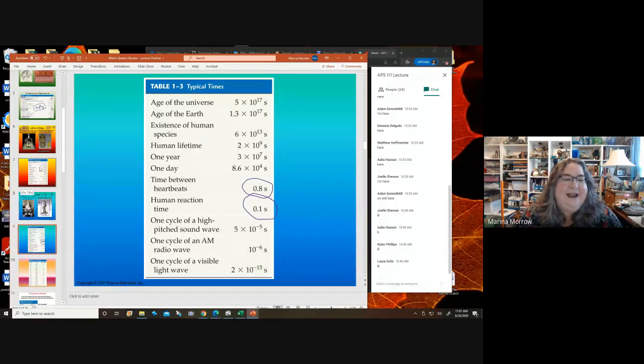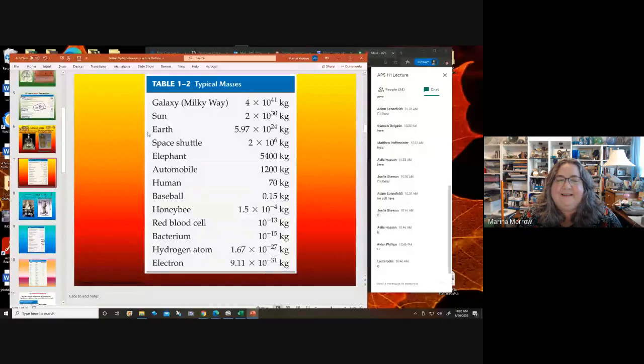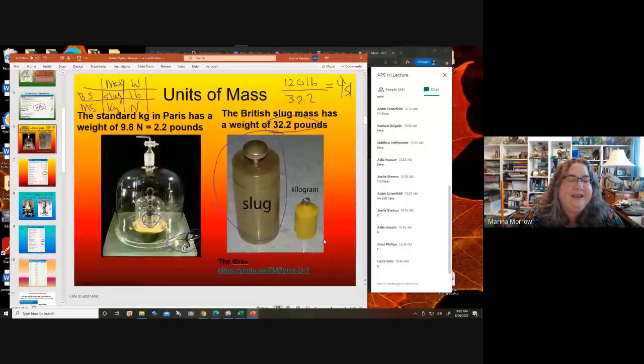Okay, so anyway, there are big masses also and small masses. Human beings are about 70 kilograms, so we will use a range for human masses, usually between about 50 to 100 kilograms.